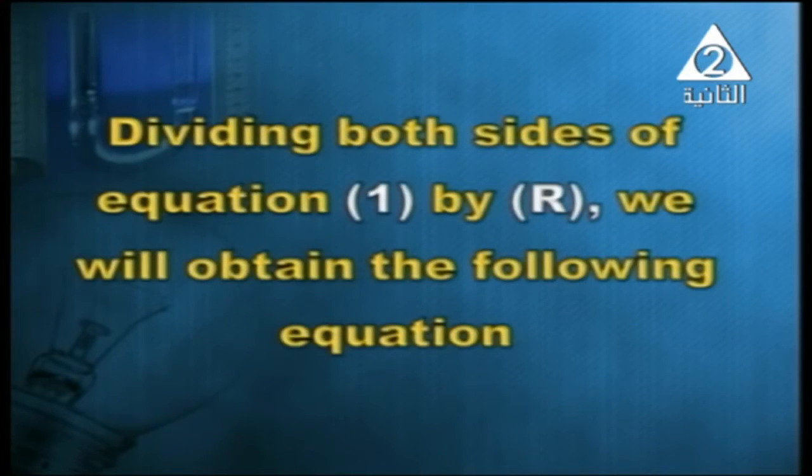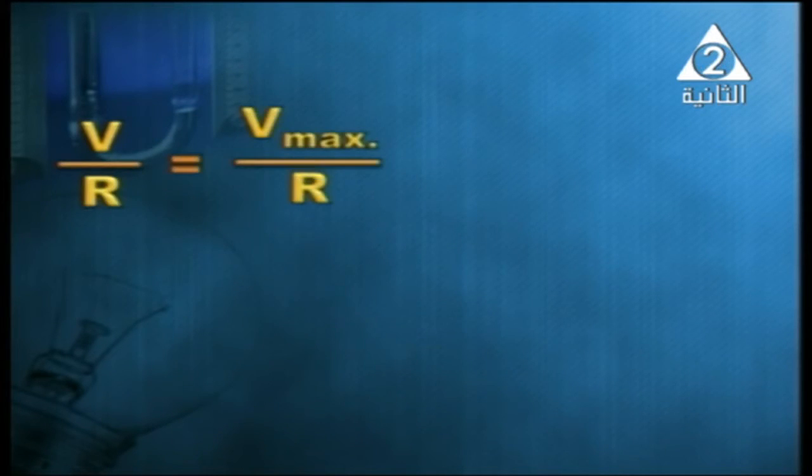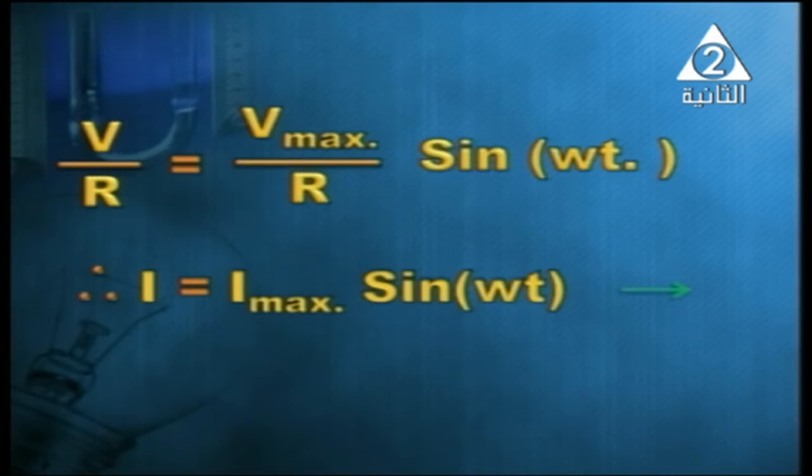Dividing both sides of the last equation by R, we'll obtain the following equation. V over R, instantaneous voltage, equals V maximum over R sine omega t. Voltage divided by resistance is current, so I instantaneous equals I maximum sine omega t.